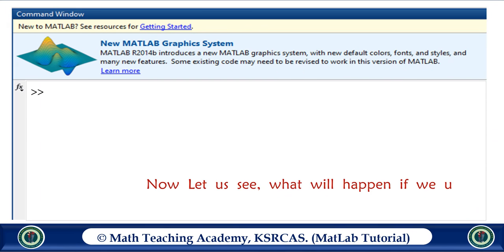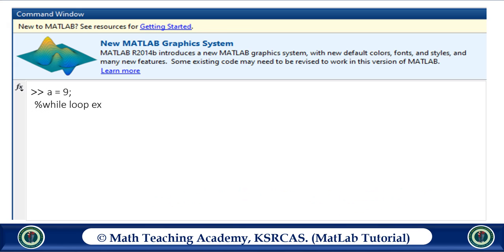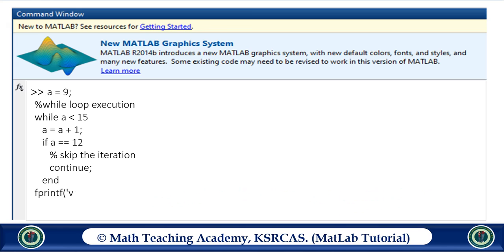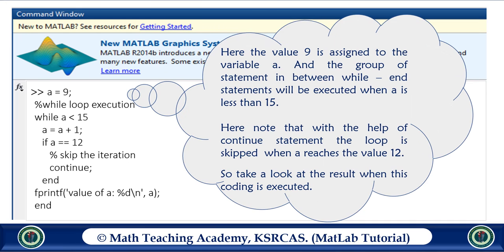Now let's see what will happen if we use the continue statement within the while loop. Here the value 9 is assigned to the variable a, and the group of statements in between while and end will be executed when a is less than 15. Here note that with the help of the continue statement, the loop is skipped when a reaches the value 12. So take a look at the result when this code is executed.